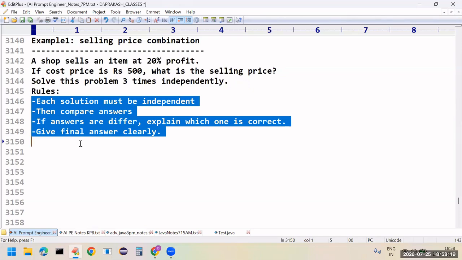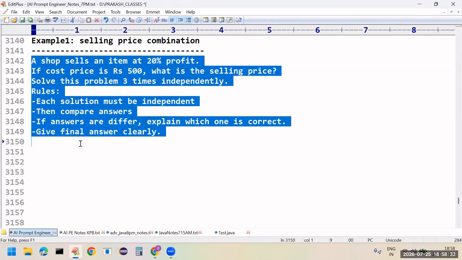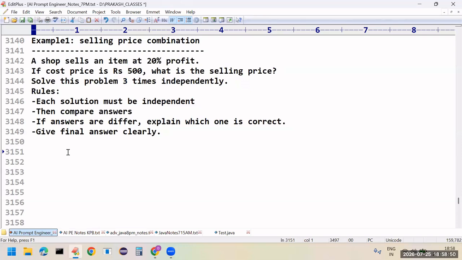Maybe in these 3 times, 2 times I got some answer, let it be 500, and one time I got 450. Which one do I have to choose? 500. So what is the reflection of self-consistency prompting? You have given a problem. Try to solve that problem with different methodologies, different independent ways. Identify the solutions of all these ways. Go for the majority. Can I run this prompt? Please confirm. Yes, we can go.